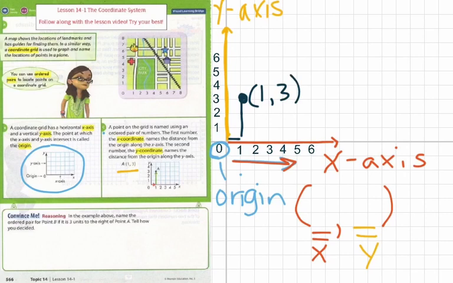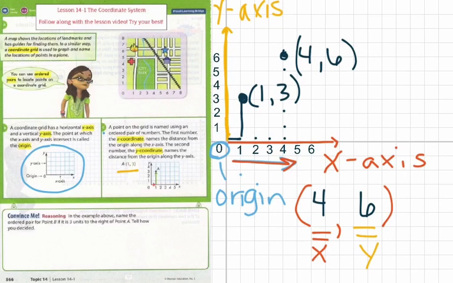If I wanted to look at another example, say I wanted to do 4, 6, I'm going to go over 1, 2, 3, 4, and I'm going to go up to 6. 1, 2, 3, 4, 5, 6. And this would be where 4, 6 was located. Okay, so this is what we're going to work on today, reading a coordinate grid. And this week we're going to be working on reading it and mapping and graphing our own points, okay?